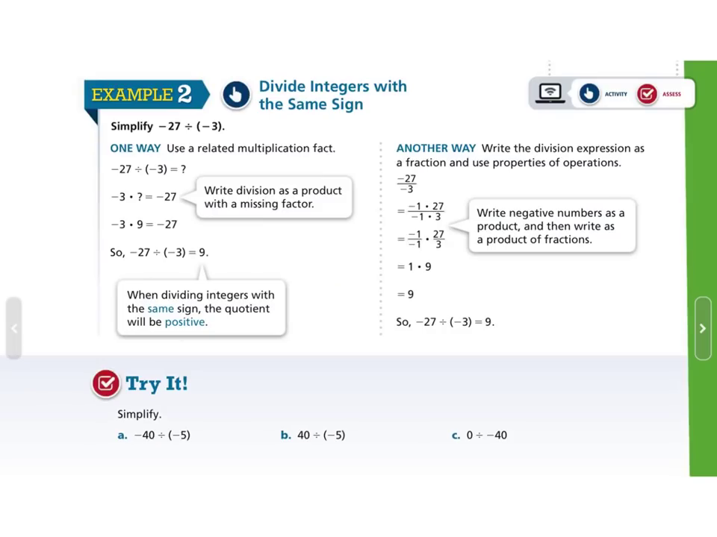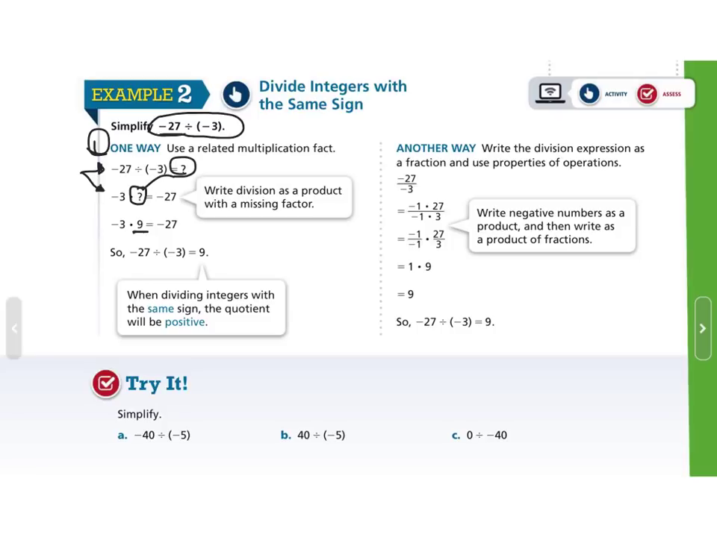Example 2. Divide integers with the same sign. So when I look at the first question here, simplify negative 27 divided by negative 3, there are two ways to approach this. One way is to use the related multiplication fact. So you can see how they turn the division problem here into a related multiplication fact where we replace the question mark and now it's in the multiplication problem. So the question is, what number can I multiply by negative 3 to make negative 27?